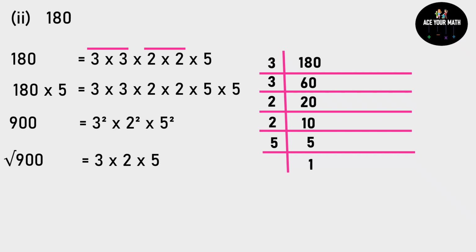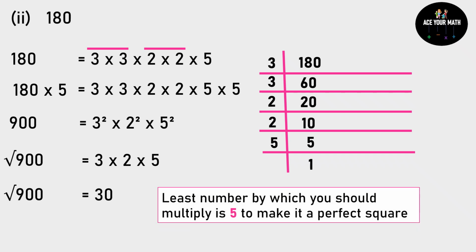Now we are looking for the square root of the new number formed. So for the square root of 900, you will take only these factors once. So it will be 3 multiplied by 2 multiplied by 5. So the square root of 900 is 30. Okay, now by which least number did we multiply this whole term? You multiply this whole term by 5 to make it a perfect square. So 900 is a perfect square. How did we make it perfect? By multiplying 180 by 5.